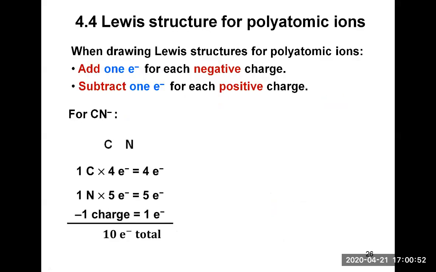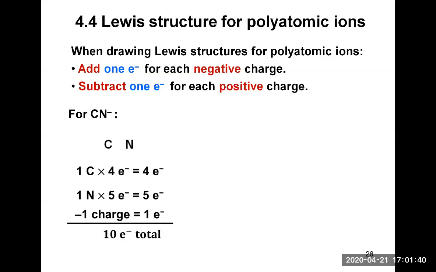Section 4.4, Lewis structures for polyatomic ions. You remember when we introduced polyatomic ions, we said polyatomic ions are ions overall, but they are made of several nonmetals bonded together by covalent bonds. So you can do Lewis structures for polyatomic ions. The difference is that you need to take into account the charge they have, and you will have to add 1 electron for each negative charge. If there are 2 negative charges, you add 2 electrons. 3 negative charges, you add 3 electrons.